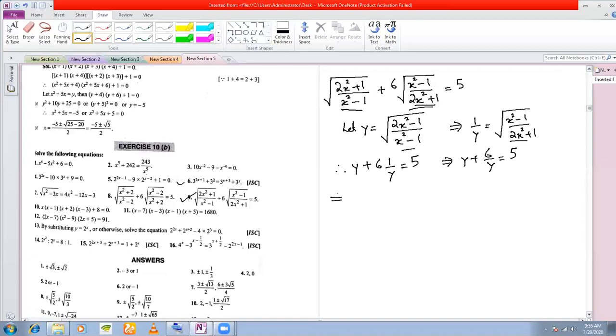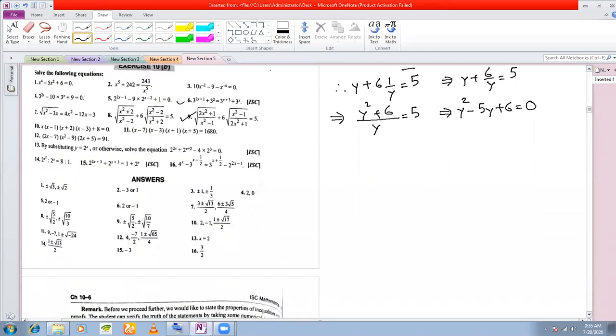So let us now solve this equation. This will come as a quadratic. LCM: y square plus 6 is equal to 5y. That means y square minus 5y plus 6 is equal to 0. This is what your quadratic is. We now attempt to solve this quadratic by factorization method. Y square minus 3y minus 2y plus 6 is equal to 0. That means y into y minus 3 minus 2 into y minus 3 is equal to 0.